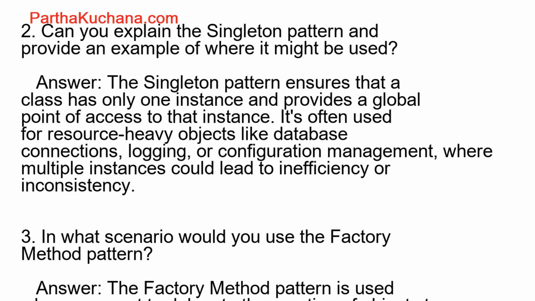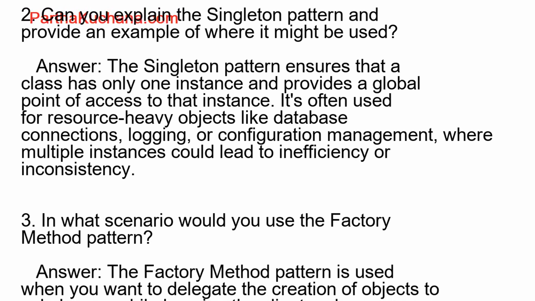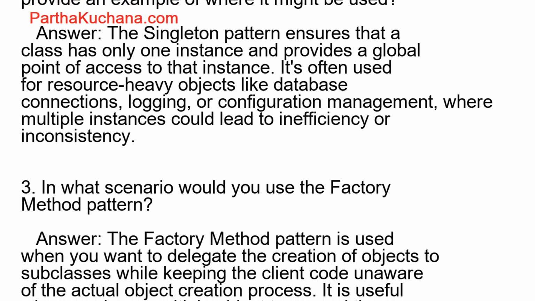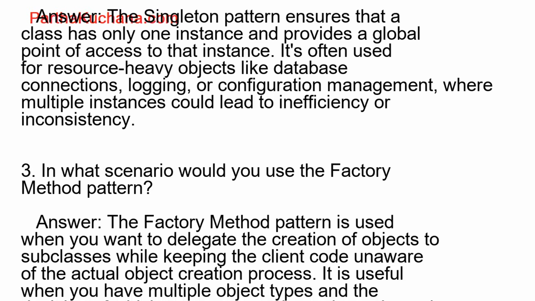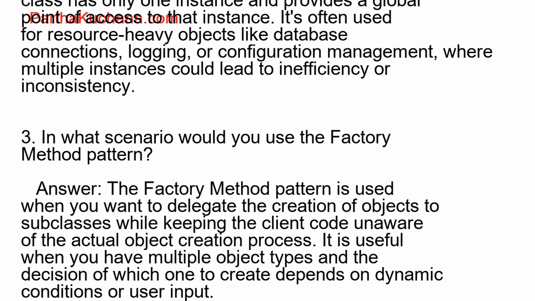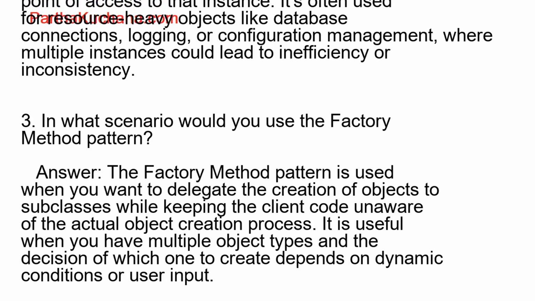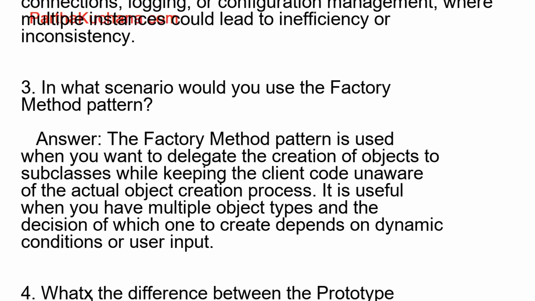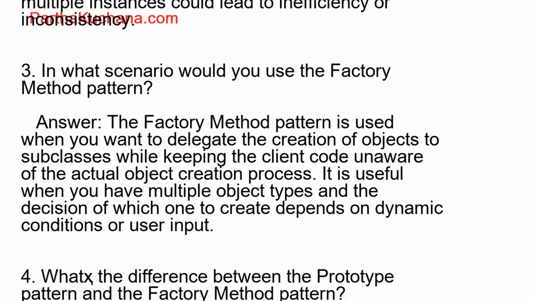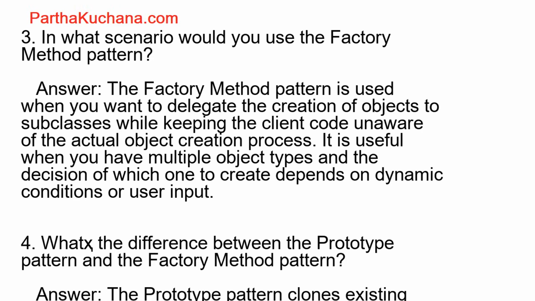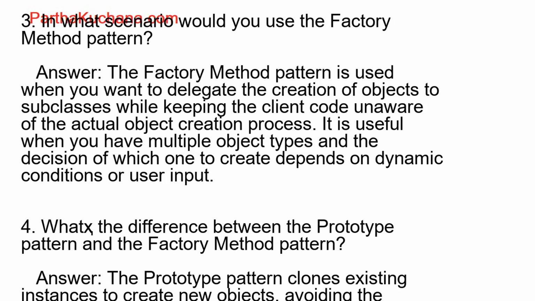4. What's the difference between the prototype pattern and the factory method pattern? Answer. The prototype pattern clones existing instances to create new objects, avoiding the overhead of creating complex objects from scratch. On the other hand, the factory method creates new instances based on the class type. Prototype is used when object creation is expensive and you want to copy properties, whereas factory method is more flexible in determining the object's creation process.